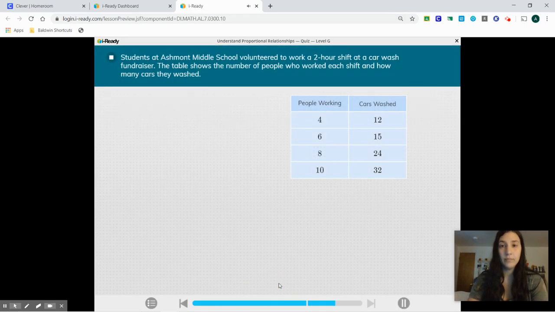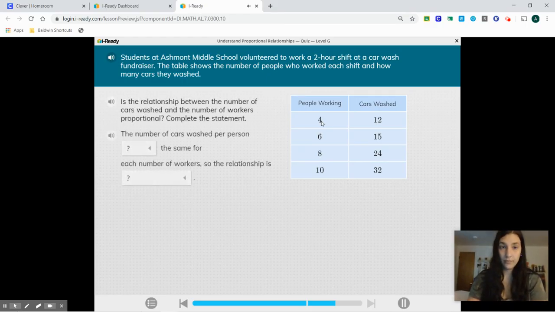Students at Ashmont Middle School volunteered to work a 2-hour shift at a car wash fundraiser. The table shows the number of people who worked each shift and how many cars they washed. Is the relationship between the number of cars washed and the number of workers proportional? Remember, cars washed per person. 12 divided by 4 is 3. 15 divided by 6 is not 3. So right away, we know it is not the same, which means it is not proportional.